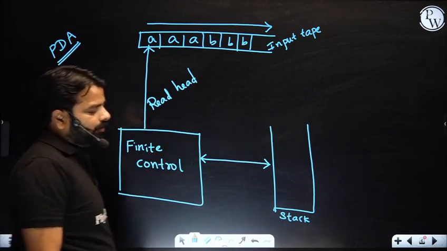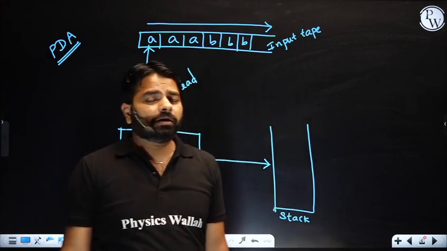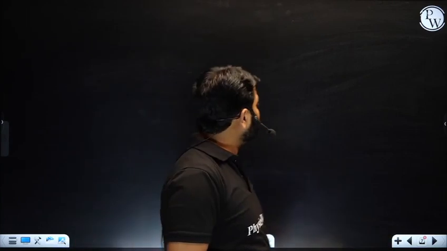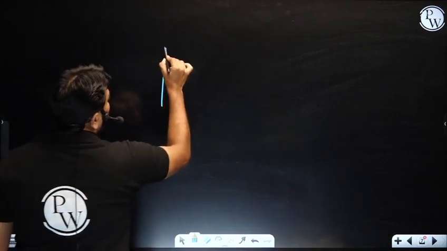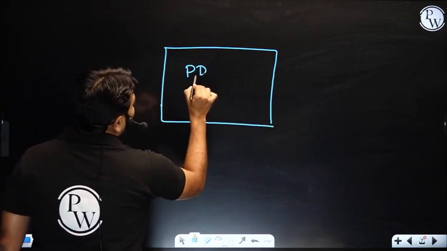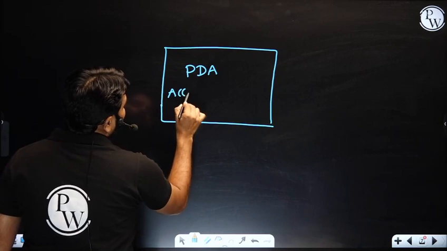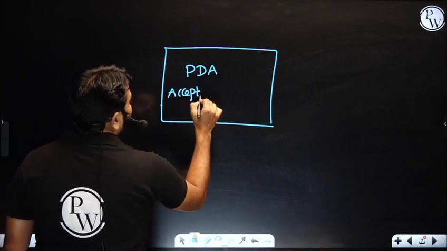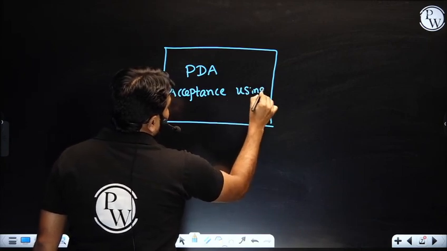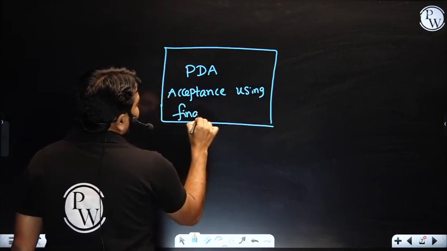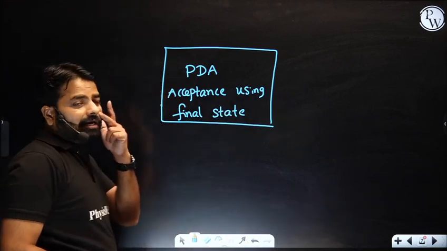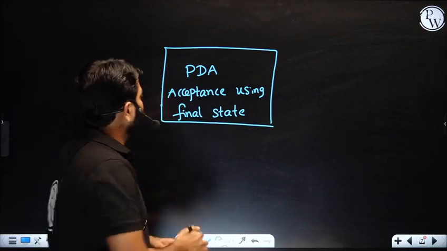Pushdown automata. Now I told the pushdown automata is also called the non-deterministic pushdown automata. If it is a non-deterministic pushdown automata, then what is the definition of PDA? You know the NFA, right? But PDA, if it is accepting using final state, by default we always use a final state. In case anybody mentions separately like empty stack, then you should follow them.